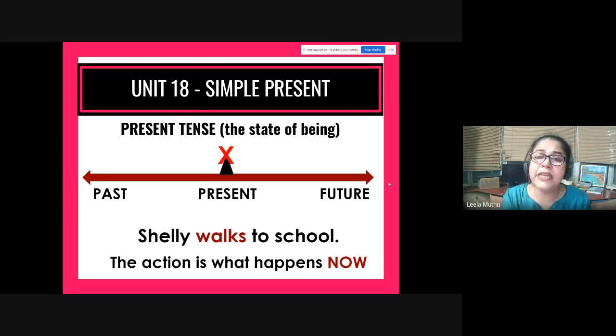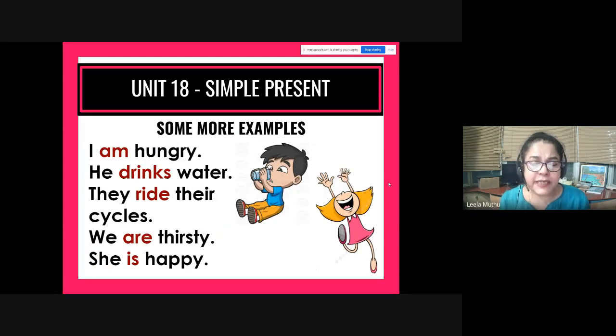And an example is Shelley walks to school. He talks in class. She climbs a tree. They run in the race. They go to school. We study for our exams. All this is in the present tense, okay? Simple present. So there are lots of examples. I am hungry. He drinks water. They ride their cycles. We are thirsty. She is happy.